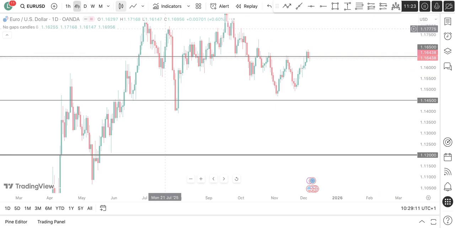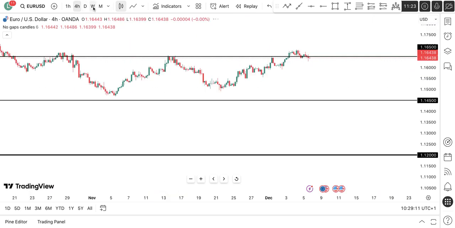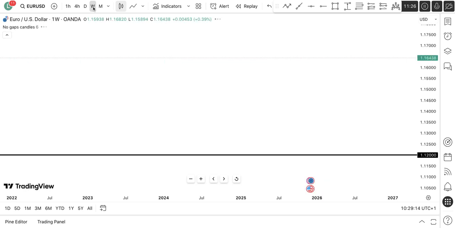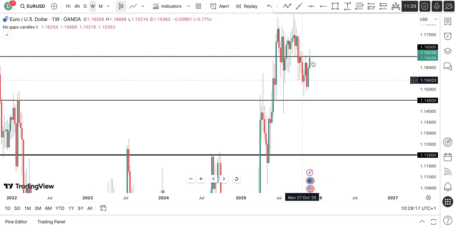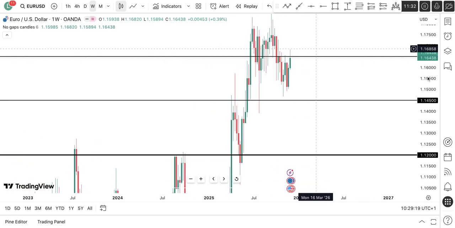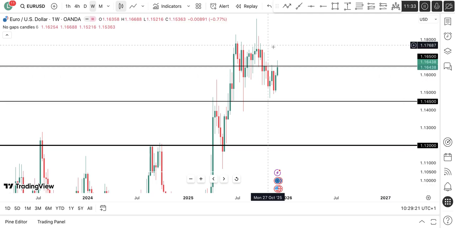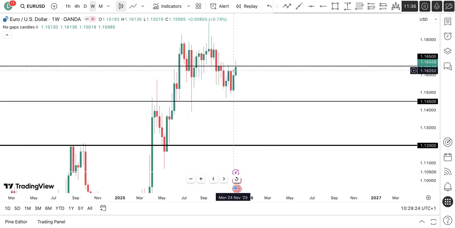So the Euro USD, right? This is what's even happening on the Euro USD. On the weekly time frame, it is giving a reversal pattern. You cannot pay a blind eye to it. It is giving a reversal pattern, right?